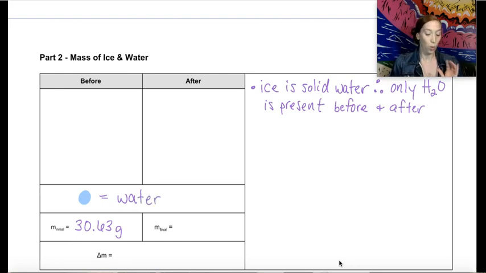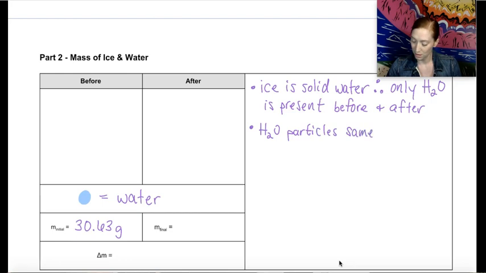Now, what we want to show here is that the particles of water that are representing water in its liquid state and water in its solid state of ice are the same particles, but they need to be arranged differently. So let's make a note of that here. Water particles are the same, but arranged differently.